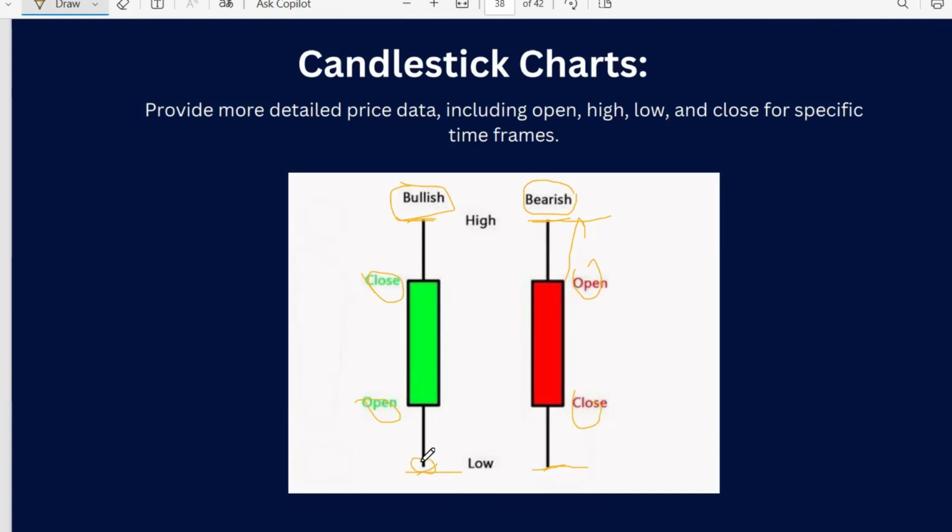Remember what we said in our previous class? What happens? People purchase when the stock price is low, right? And when it goes up, what happens? They sell, right? That's what we said. So here is the low. The green opens from here, meaning the buyers open from the bottom. That's where the buyers enter from. And then they ride the stock till it comes up here to the close, right?